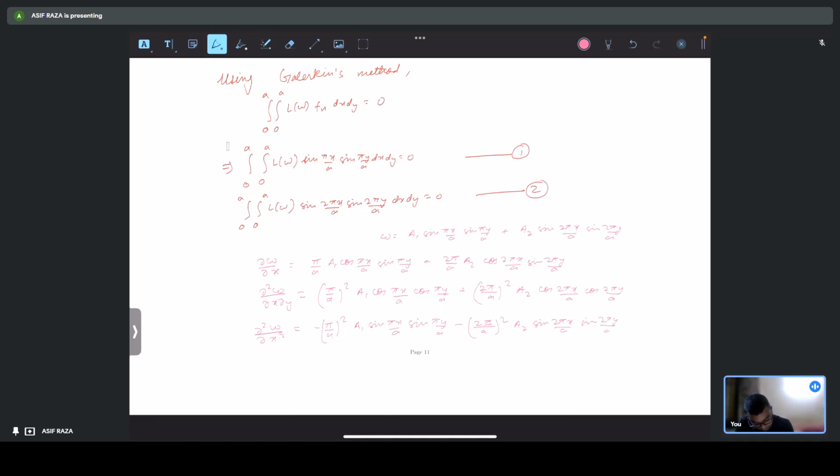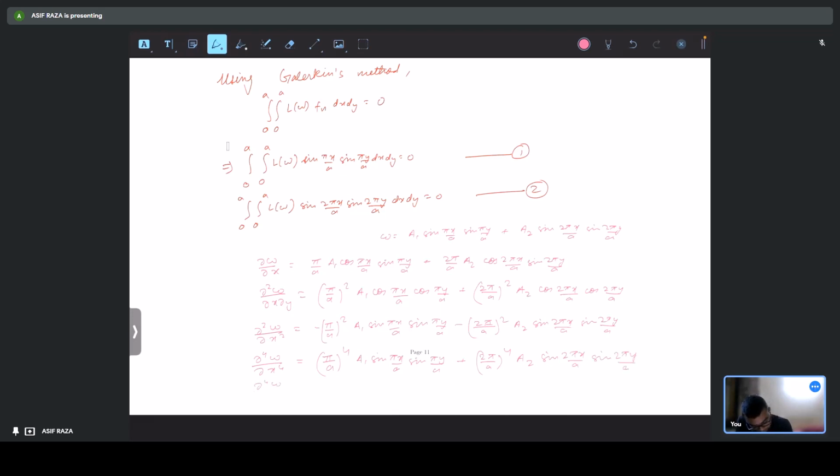Okay, so now this I can take as, x to the power 4 is equal to, so similarly this will be equal to (pi by a) to the power 4 a1 sin(pi x by a) sin(pi y by a) plus 2 (pi by a) to the power 4 a2 sin(2 pi x by a) sin(2 pi y by a).